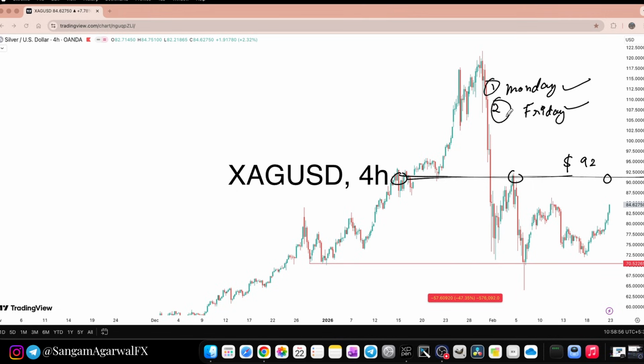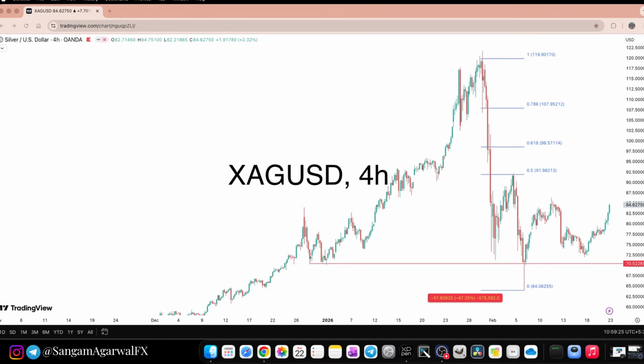But watch carefully Friday closing. If Friday market close near $92 or below $92, that means this is correction and price will stay down. And now if you see February retracement level, gold closing Friday level, that is almost there near 50% retracement, but silver is still below 50%. So by the time silver testing 50% retracement level, gold will be testing 5400 level. That is more than 61% retracement level. So this is the reason technically you can expect $92 most important resistance level in silver.